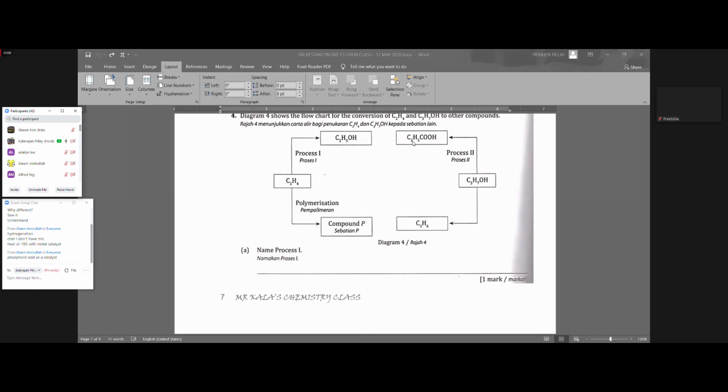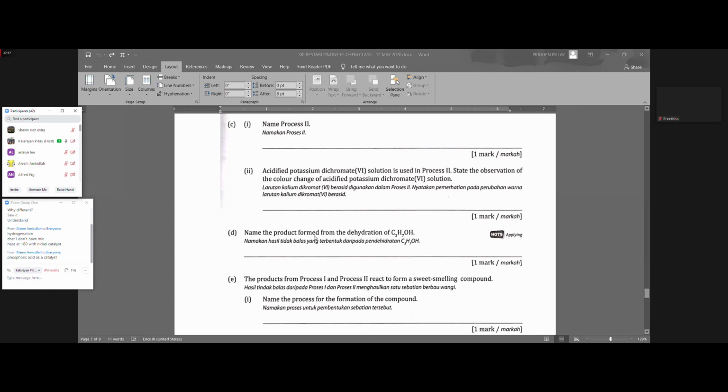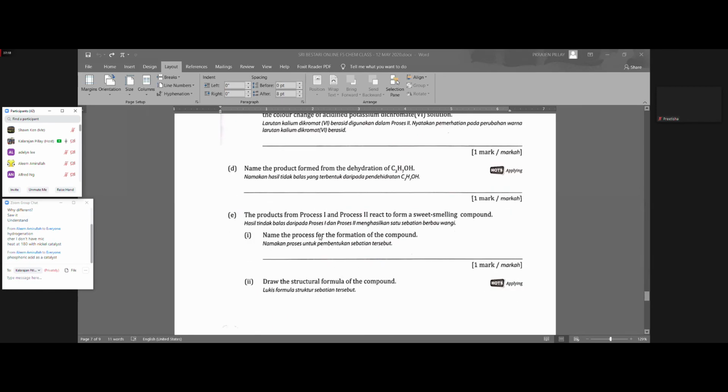Ethanol plus propanoic acid. What is the name of the ester? Anyone try? Satish, give me the name of ester. Ethanol and propanoic acid. What's the name of the ester? Ethyl propanoate. Well done, ethyl propanoate, isn't it? They asked for the name of the product. No. Here, name the process is esterification. 1 and 2 combined, sweet smelling. You saw that? Esterification.